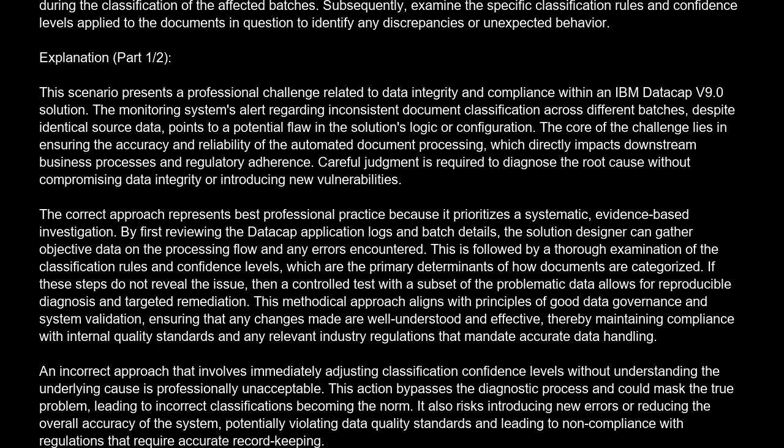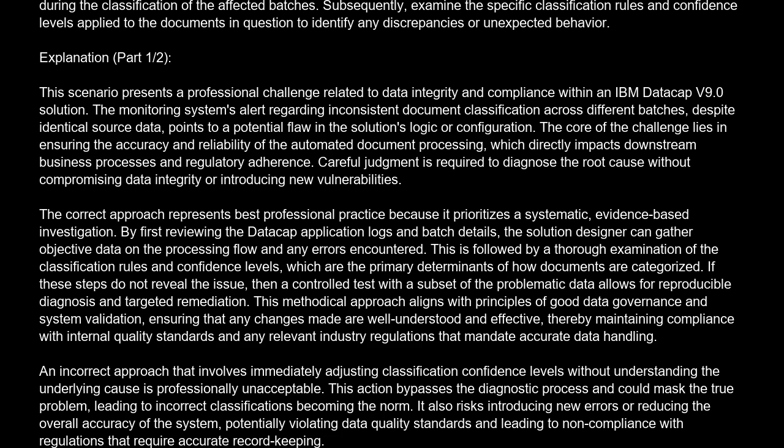Explanation. This scenario presents a professional challenge related to data integrity and compliance within an IBM Datacap V90 solution. The monitoring system's alert regarding inconsistent document classification across different batches, despite identical source data, points to a potential flaw in the solution's logic or configuration. The core of the challenge lies in ensuring the accuracy and reliability of the automated document processing, which directly impacts downstream business processes and regulatory adherence.